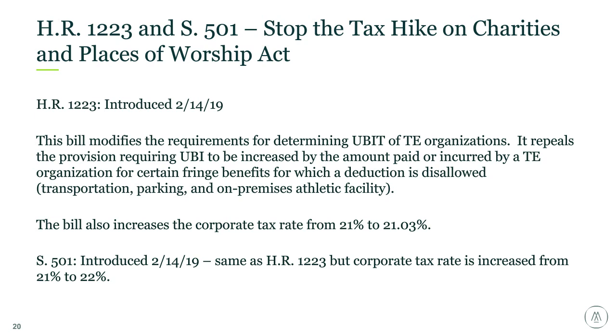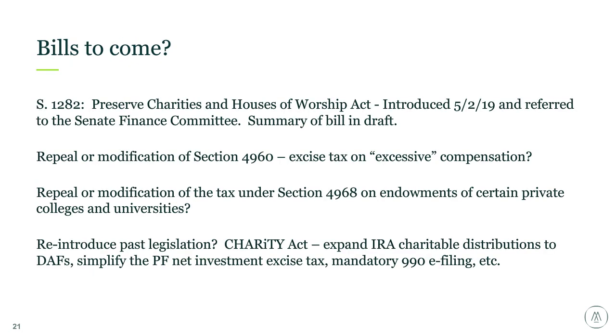The HR one also is trying to increase the corporate tax rate from 21% to 21.03%. And the Senate bill is very similar to the HR bill, but the tax rate increases from 21 to 22%. So they're trying to find more revenue to offset the repeal, like I said before. They need some sort of money coming in to help with the offset.